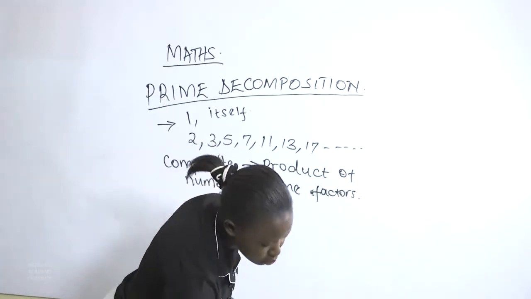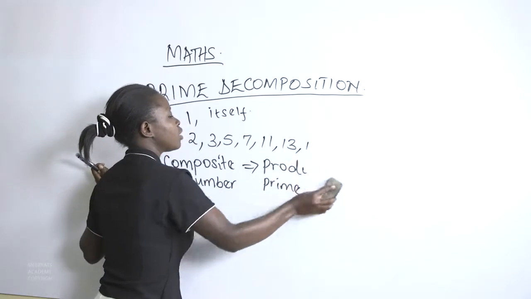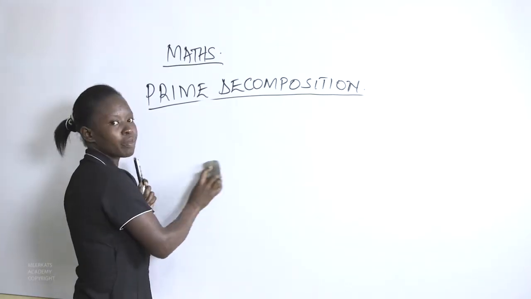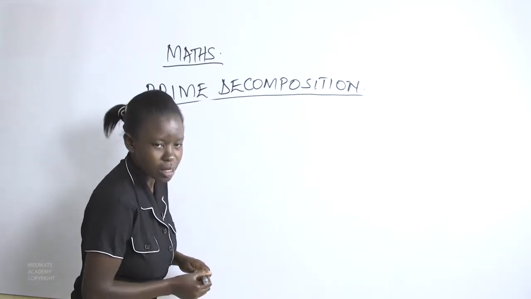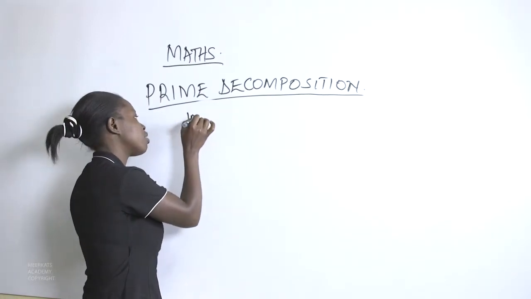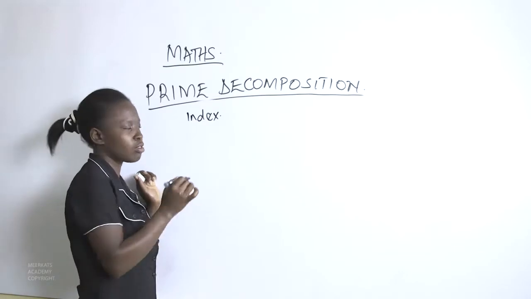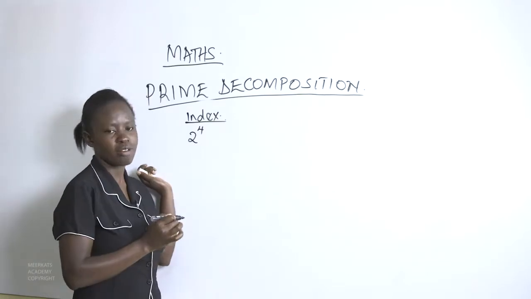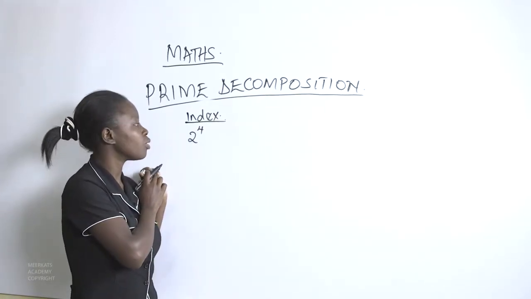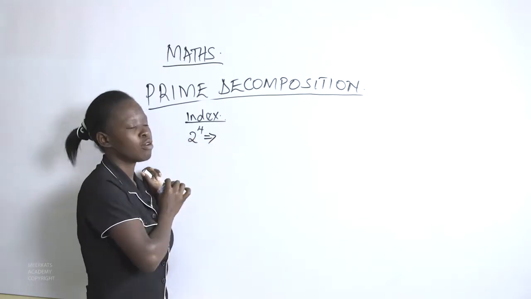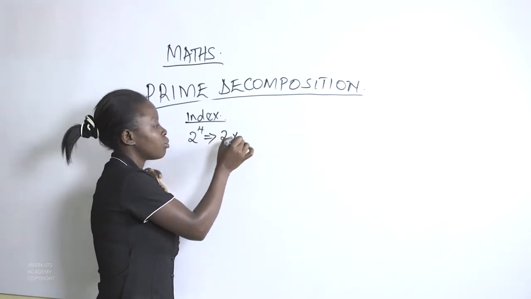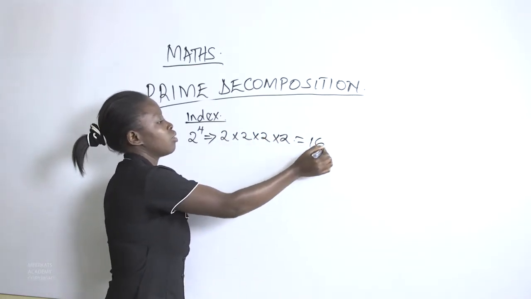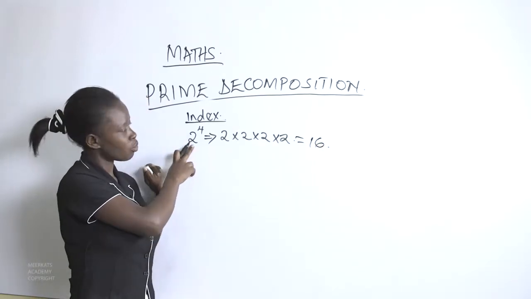And as we are looking at the product of the prime factors, it brings us back to what we talked about on indices, that a number can be expressed in index form. An index form is simply a number written to the power of another number. For example, 2 to the power of 4 is the index form of 2 times 2 times 2 times 2, which is 16.